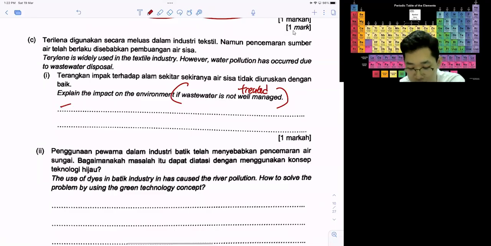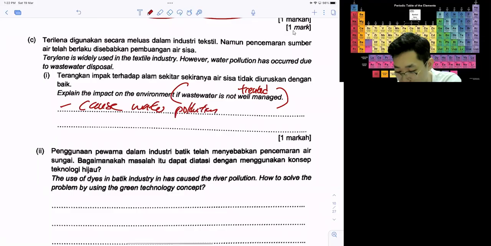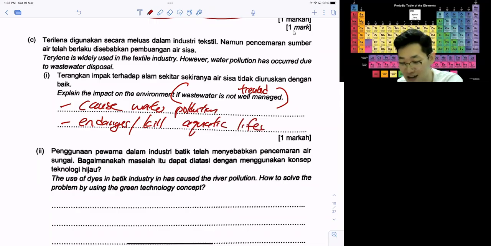Yes, it causes water pollution. And then what? Endanger, I think, or kill the aquatic lives. I think so. Which one? Flash flood, clog? Okay, cannot.